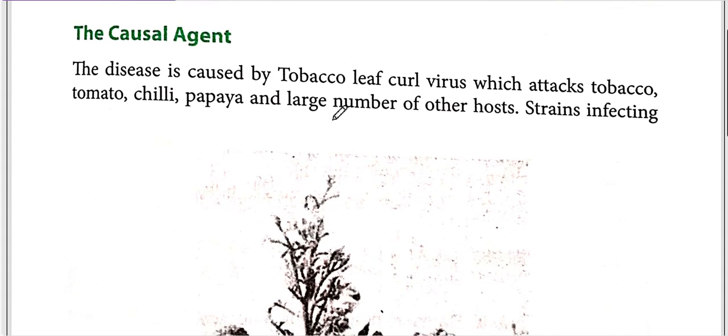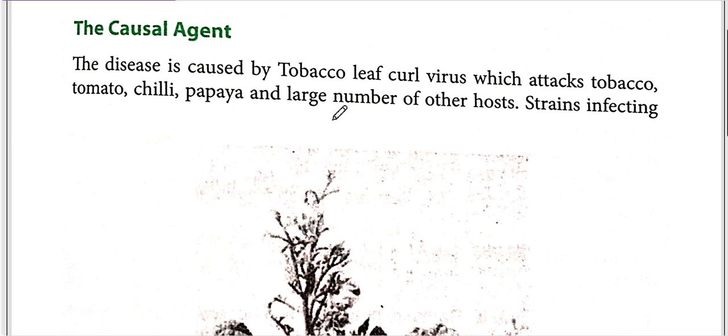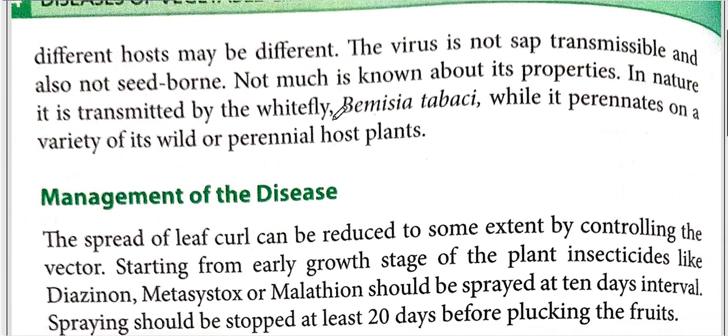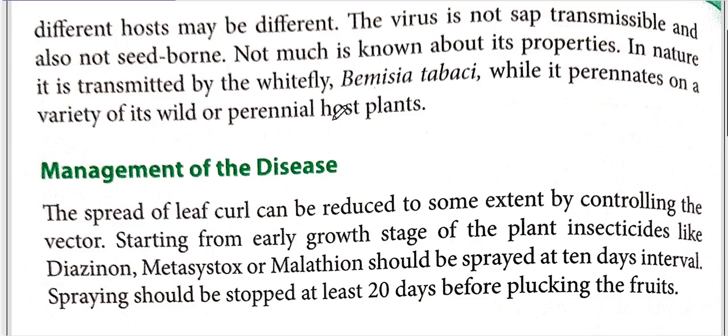The causal agent: the disease is caused by tobacco leaf curl virus, which attacks tobacco, tomato, chilli, papaya, and a large number of other hosts. Strains infecting different hosts may be different. The virus is not sap-transmissible and also not seed-borne. Not much is known about its properties.